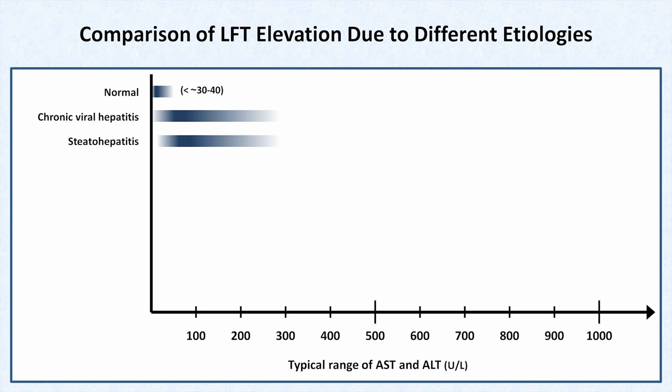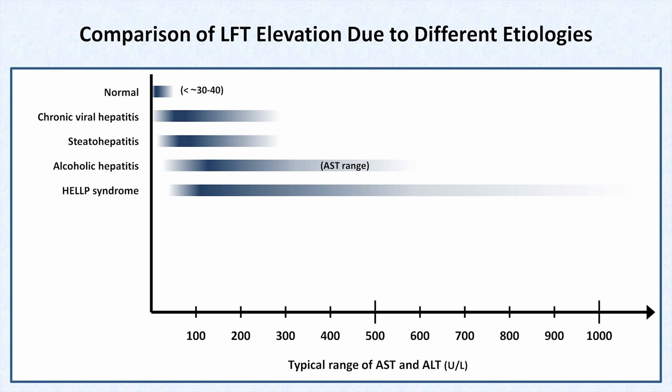In alcoholic hepatitis, the AST typically ranges from about 100 to 500, with ALT about one half of that. In the HELLP syndrome, which is a life-threatening complication of pregnancy, the transaminases are usually above 70 and can range into the high hundreds.